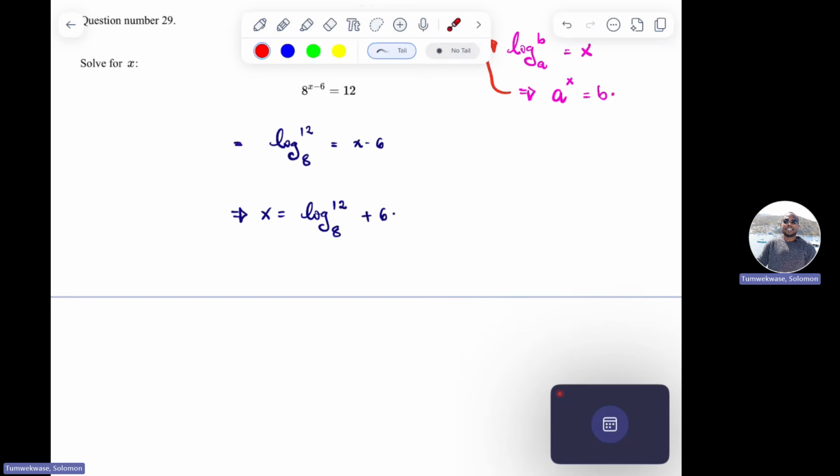Of course, this thing can be manipulated in so many other ways, and you can find so many answers from this, and whichever answer you get, as long as you're doing the correct thing, it should be correct.